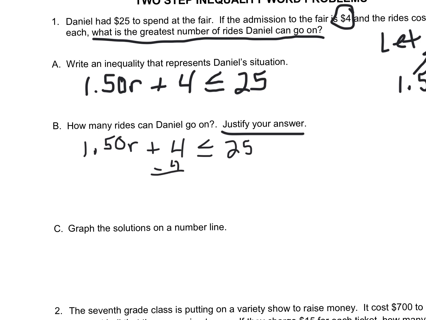Left-hand side, we want to get rid of the 4. When we do that to one side of an inequality or equation, we have to do that same thing to the other side. 4 minus 4 is 0, so that's gone. The only thing we have left on the left-hand side is 1.50 times R. 25 minus 4 is 21. And now, since we are multiplying 1.50 by R, we divide by 1.50.